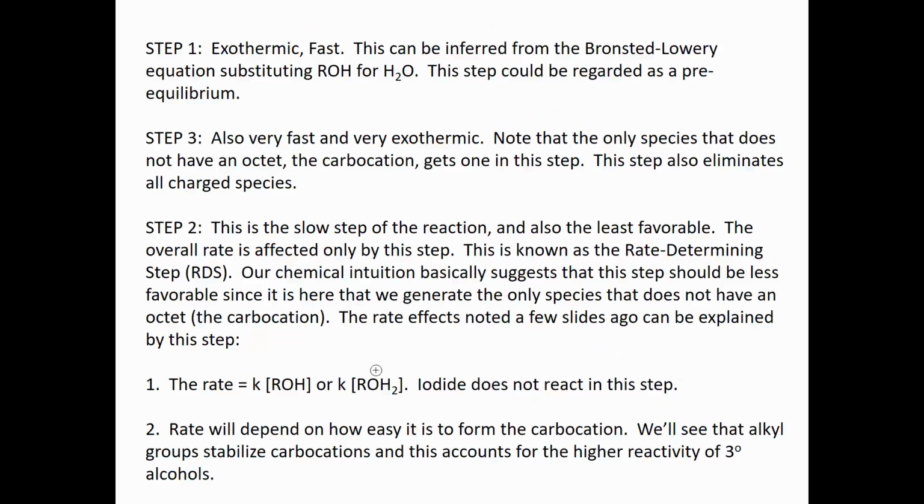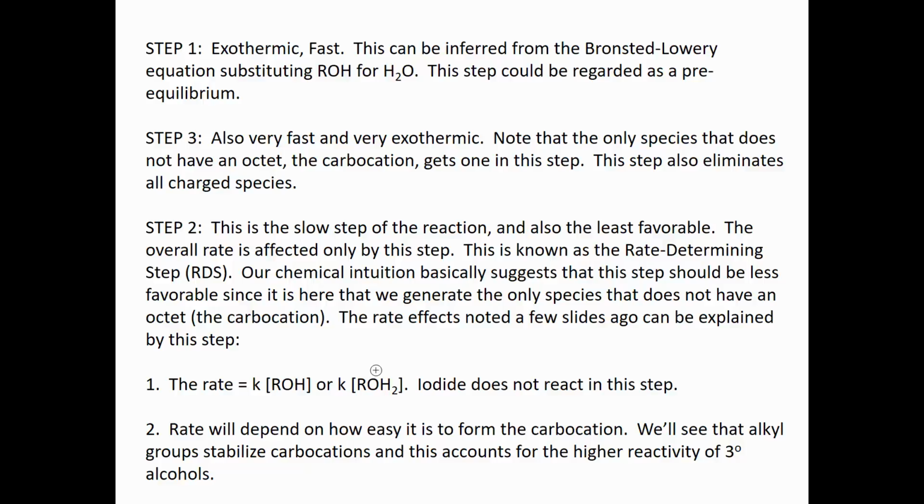Okay, so here's just a review of what we said here. Step 1 is exothermic and fast. It can be inferred as just an analog of the Bronsted-Lowry equation, substituting an alcohol for water. Okay, and this step should be regarded as very fast in a pre-equilibrium. Okay, step 3, this is the one where we got rid of the octet. That's also very fast and very exothermic.